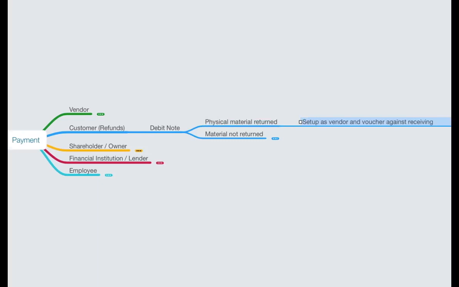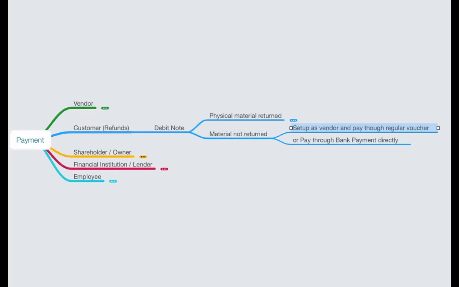Now let's look into the use case where you need to make a payment to the customer. Let's say you received an advance earlier for the merchandise you have sold recently, and customer sent you a debit note for the damaged goods. If customer has returned the goods back, then you need to create the voucher against the receiving, and pay against the voucher. If customer is not going to return the goods back, for whatever the reason, you just create a regular voucher, and make the payment against the voucher. In both the cases, you need to set up the customer as vendor. We will look into it later in the video.